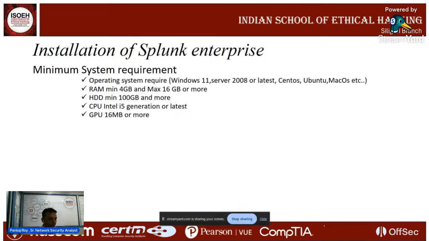After that, choose your hardware. The minimum RAM required to install Splunk Enterprise on your local device or local machine is 4 GB, and maximum 16 GB or more, whatever you want. More than 16 GB is much better, so your hardware capability will be high. 4 GB is the lowest limit, not to go below that. Otherwise, the machine will hang or the enterprise will not work.